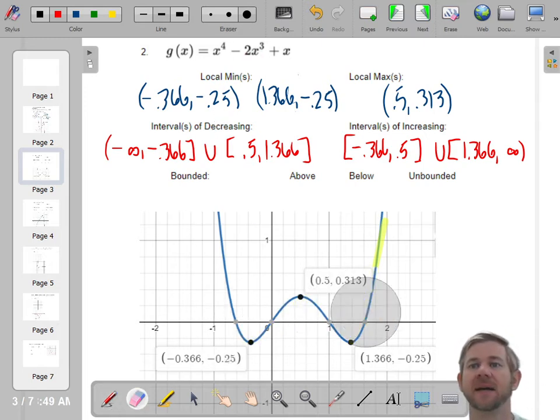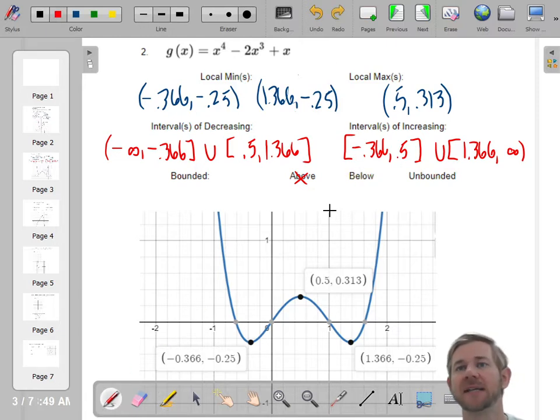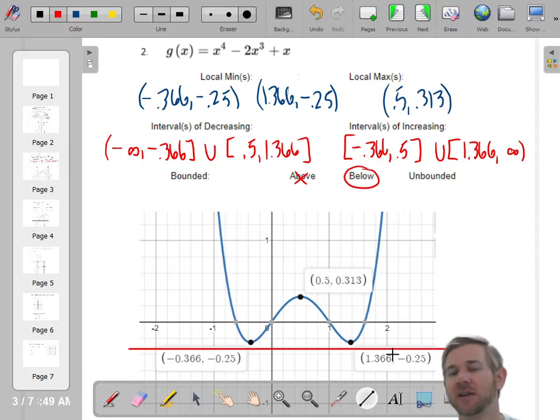Last question says, is it bounded above? No, it goes up and down forever. It's not bounded above. Is it bounded below? Yes, it is bounded below because I can draw a line that this function does not go below. It does not go below y equals negative 0.25.